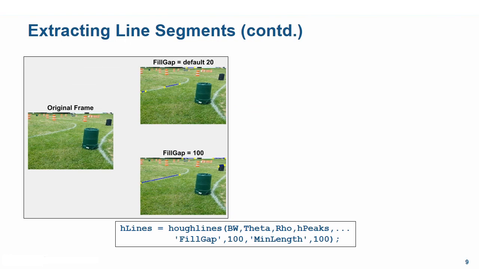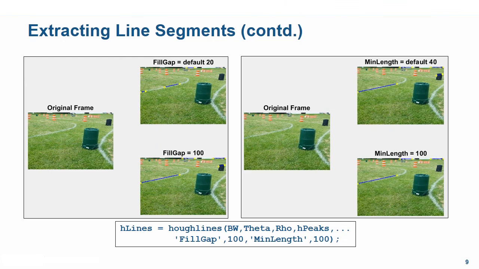We then talked about a couple of parameters of the Hough lines function. Fill gap can be used to merge 2 line segments within the distance specified to make one long line. We can see an example here where 2 lines are merged into one. Minimum length can be used to ignore lines less than a particular length specified. We can see the example here where the smaller line has been ignored.